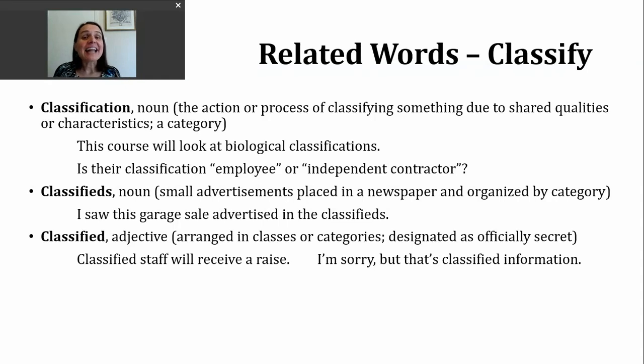The adjective classified could also refer back to the third definition of the verb we looked at minutes ago, meaning designated as being officially secret. So you might have heard something like this in a movie or a TV show. I'm sorry, but that's classified information, meaning I'm not able to share, I'm not able to show you this or speak about it.